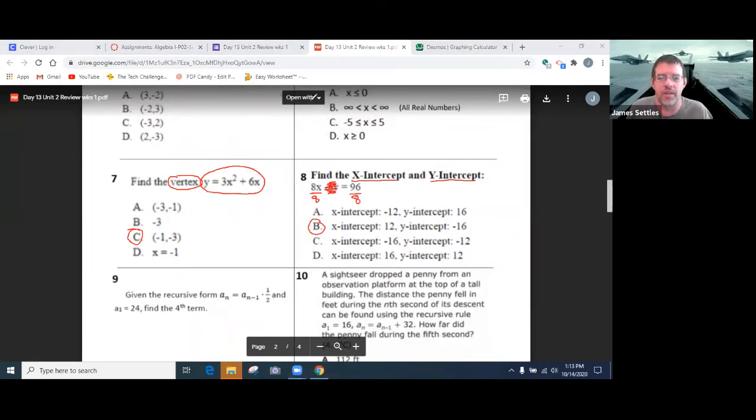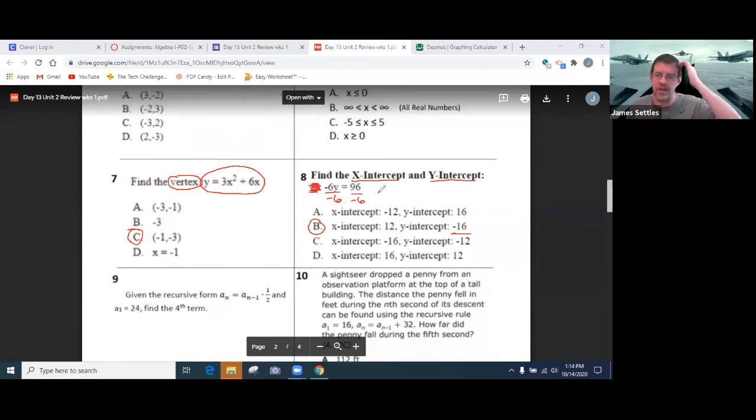Now, does it work the other way? Could I do the cover up method for the y? So if I cover up the x and divide by -6, 96 divided by -6 would be -16. And so it's called the cover up method, and we'll practice it again tomorrow just so that y'all can see it. So you got two ways that you could do this.